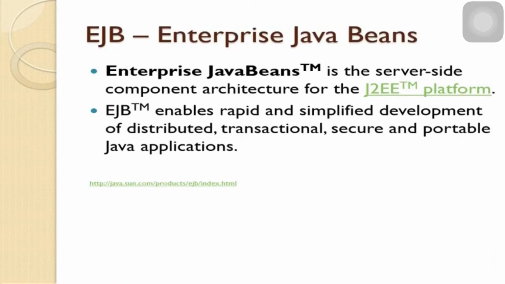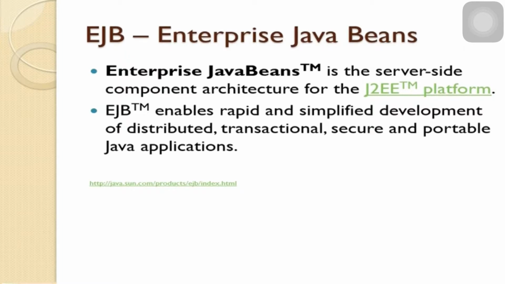We will introduce EJB. The full name is called Enterprise Java Beans. Enterprise Java Bean is a server-side component architecture for the J2EE platform. EJB enables rapid and simplified development of distributed, transactional, secure, and portable Java applications.